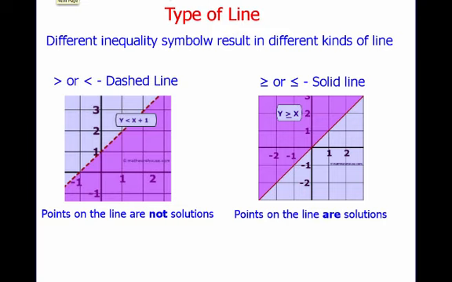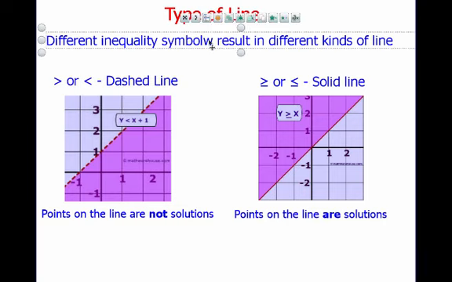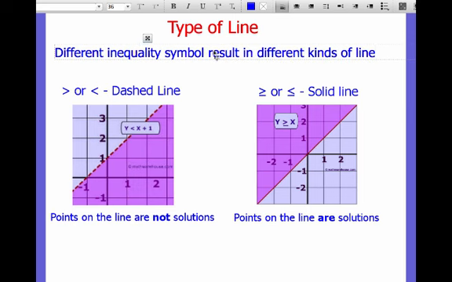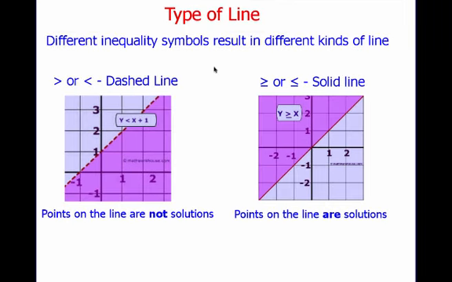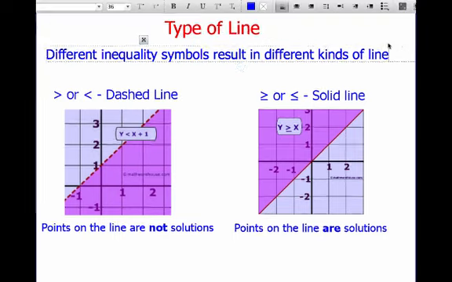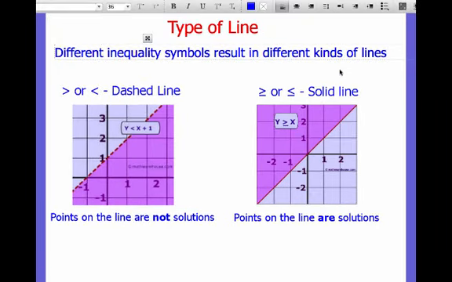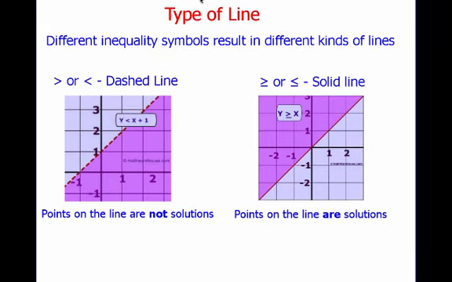Well, I have a typo here. Different inequality symbols result in different kinds of lines. So if you think back to when we were graphing on a number line, we knew that greater than and less than gave me open circles, and greater than or equal to and less than or equal to gave me closed circles. Well, similarly, when we're talking about linear inequalities, we're going to deal with what kind of line we're talking about.